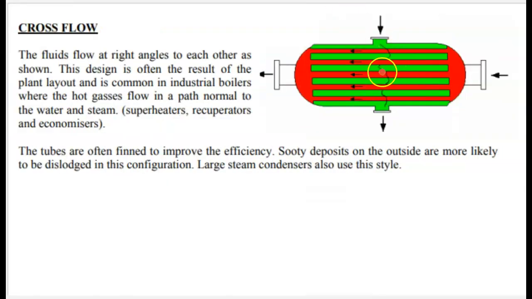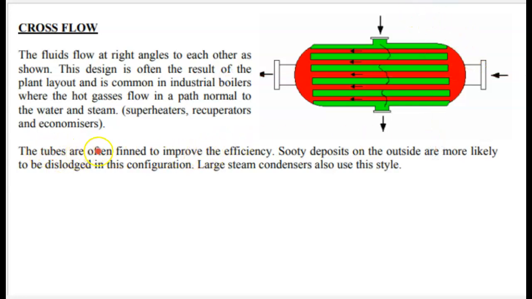Now there's a cross flow. The cross flow is when, let's say, the hot fluid is going in this direction and the cold fluid is flowing in this direction. So that's a cross flow. Both the flows are at right angle to each other. We use that one in industrial boilers where the hot gases flow in a path normal to the water and steam. So normal means 90 degrees. They make an angle of 90 degrees, the hot and the cold.